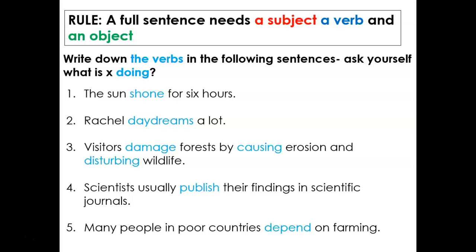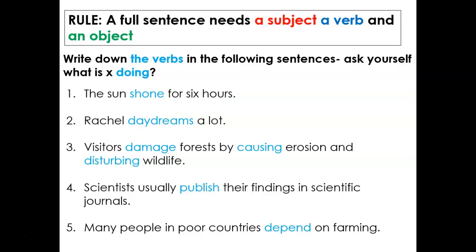Now in this one, I'll accept either of these three, but the main verb here is, what are the visitors doing, guys, to the forests? They damage them. But they also do it by causing erosion and disturbing wildlife. So that was the tricky one of the three so far. Now number four, publish, and number five, depend. So if you look, all of those verbs are coming after the subject in that position of a subject, verb and object. Okay, so give yourself a mark out of 5.